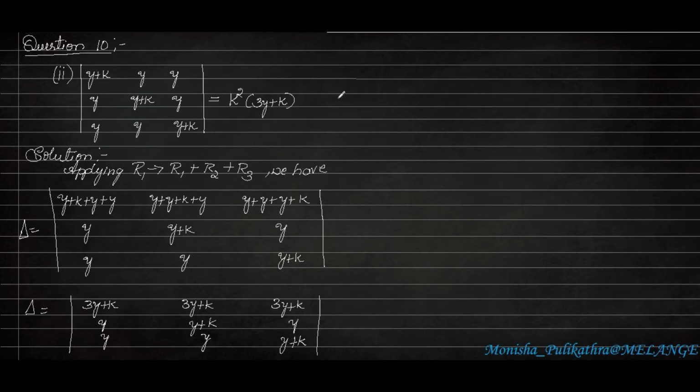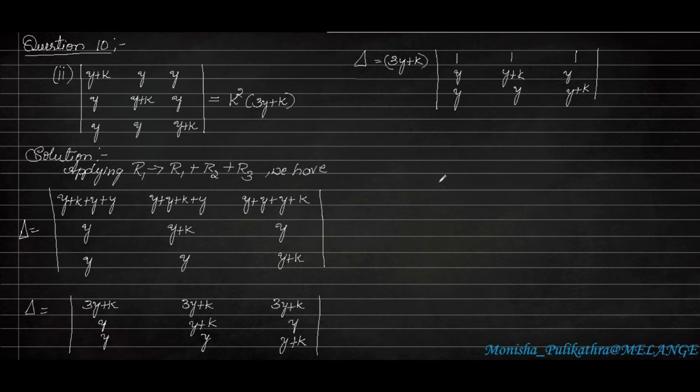Okay, so after this, since in the first row all the elements are the same, I will be taking 3y plus k common. So when I take 3y plus k common here, the first row will become 1, 1 and 1, and all the other rows will remain as they are. Okay, so these are the changes we bring.